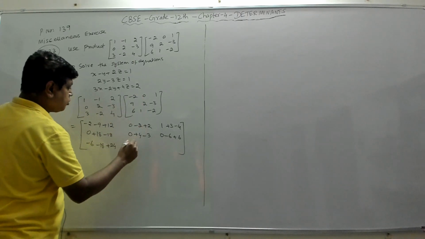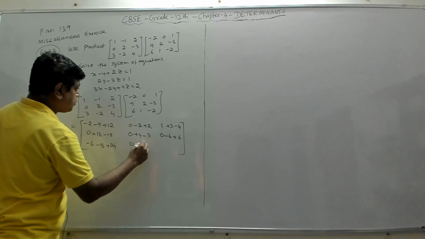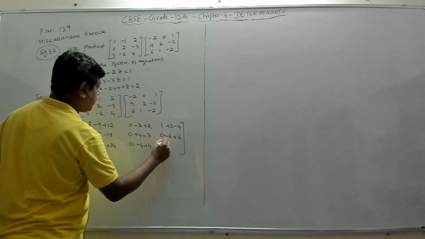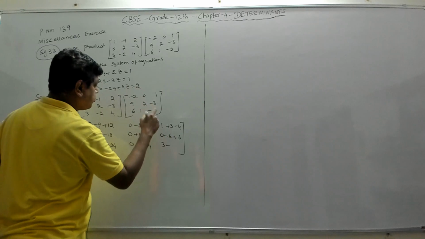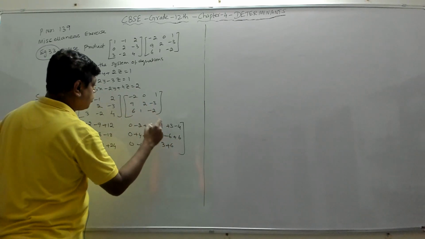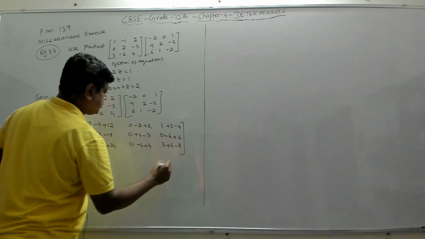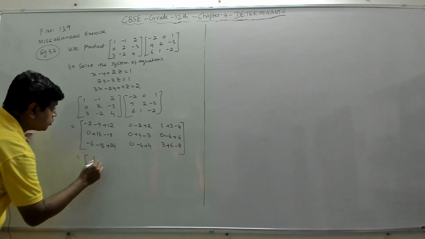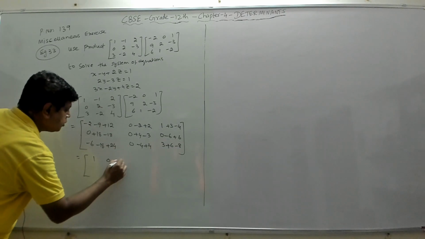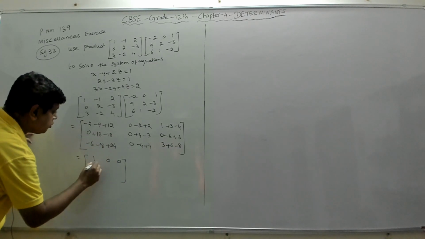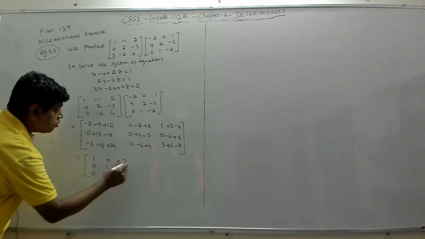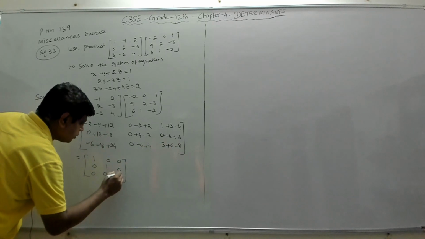Then 3 into 0 is 0, minus 2 into 2 is minus 4, plus 4 into 1 is 4, 3 into 1 is 3, minus 2 into minus 3 is plus 6, 4 into 2 is 8. That becomes minus 2 minus 9 plus 12 is 1, 0, 0, then 0, 1, 0, 0, 0, and 9 minus 8 is 1.